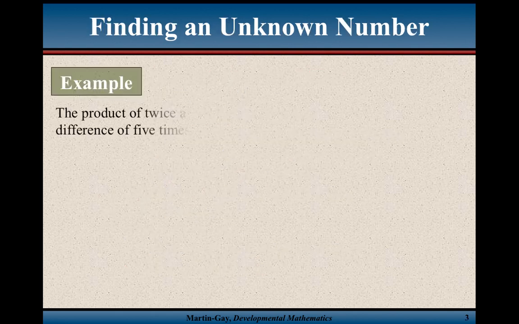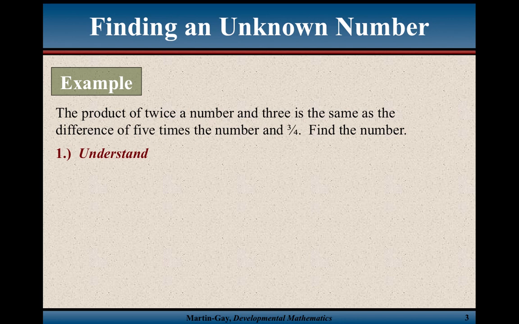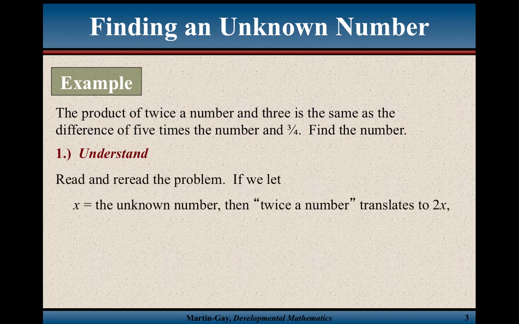Okay, example. The product of twice a number and 3 is the same as the difference of 5 times the number and 3/4. Find the number. So we're looking for the number here. So first, understand natin yung problem. Ano ba yung problem? So read and reread the problem.